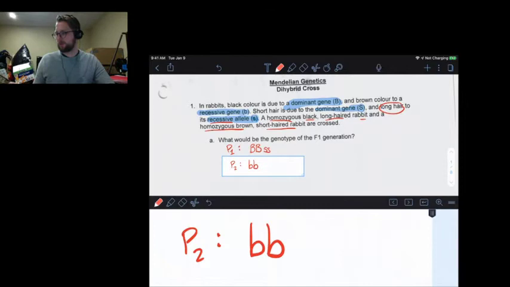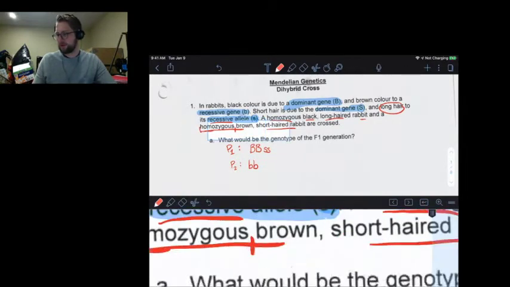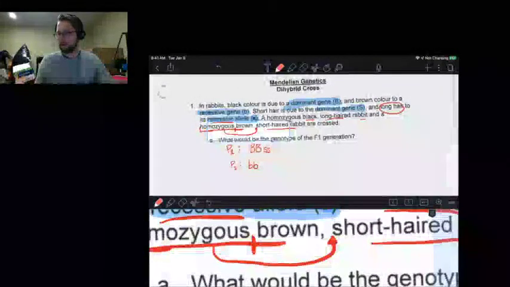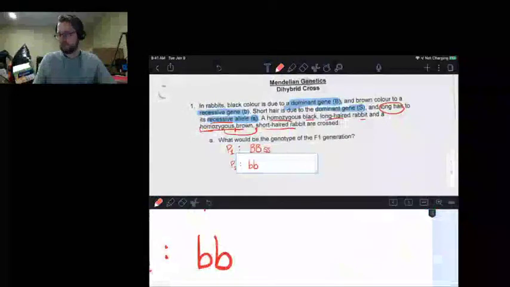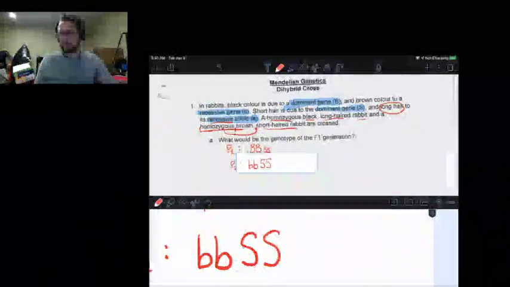And I think this is where every year I use the same file and realize that there's an error here, that it should be a little bit more specific that it's homozygous for brown and short hair. So short hair being the dominant genotype, we're going to make that assumption that the homozygous refers to that as well.